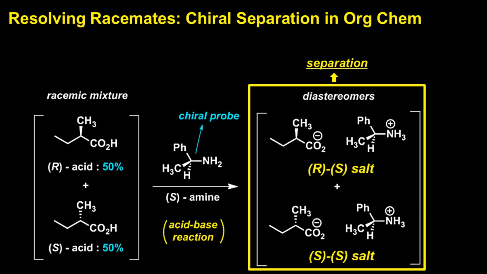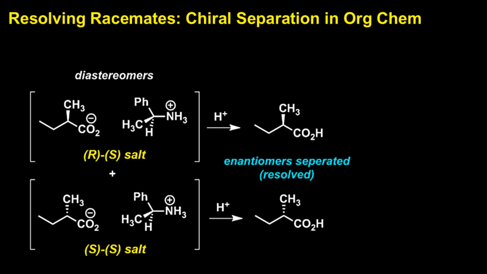Unlike enantiomers, diastereomers actually have different physical properties, like solubility. That's what makes it possible to separate them using recrystallization. It's a simple but effective way to tell them apart. Once we've separated the diastereomers, the final step is to get rid of the chiral resolving agent. We do this by adding an acid, which breaks down the salt and releases the pure R and S enantiomers. That way, we end up with the pure enantiomers, successfully resolving the racemic mixture.